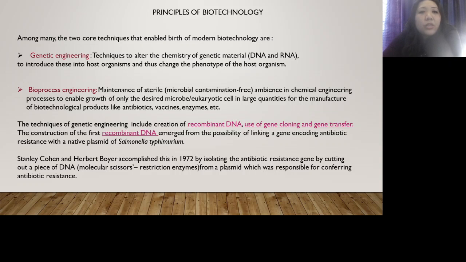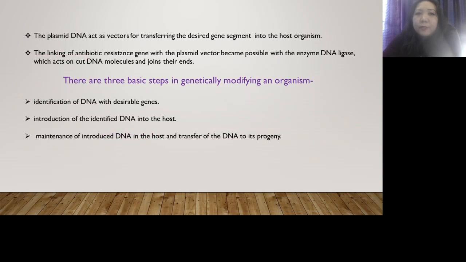The construction of the first recombinant DNA emerged from the possibility of linking a gene encoding antibiotic resistance with a native plasmid of Salmonella typhimurium. Stanley Cohen and Herbert Boyer accomplished this in 1972 by isolating the antibiotic resistance gene, cutting out a piece of DNA by molecular scissors or restriction enzymes from a plasmid which was responsible for conferring antibiotic resistance.